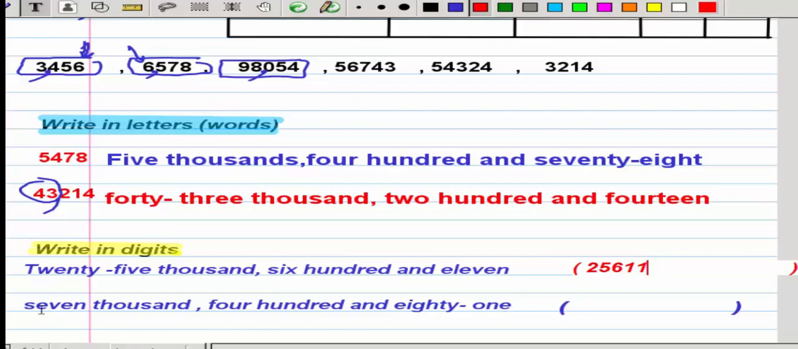The next, here he said 7,481. Again, 7,481. We write 7,000. We write 7,400. We write 4 and 81. We write 81. So here we can say 7,481.